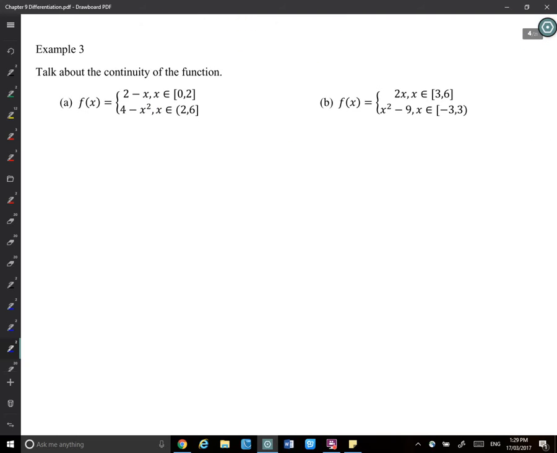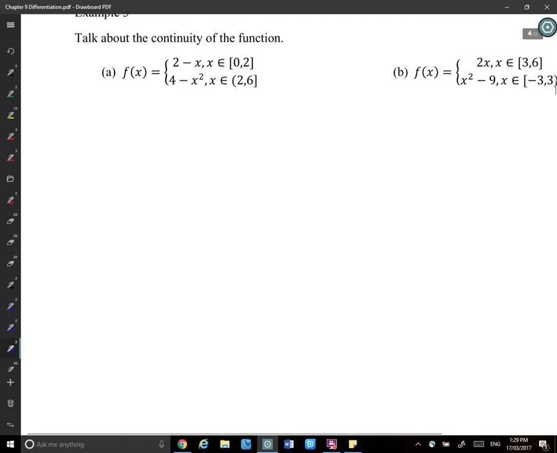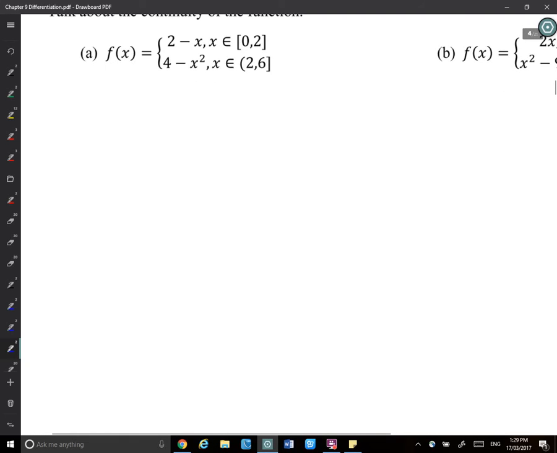Okay, example 3. Talk about the continuity of these functions.